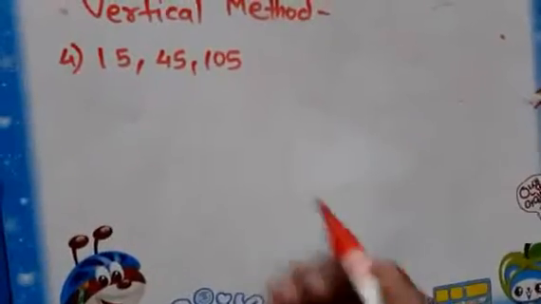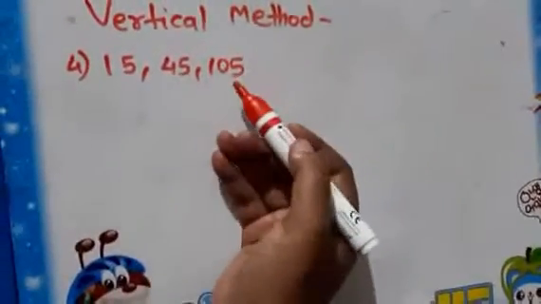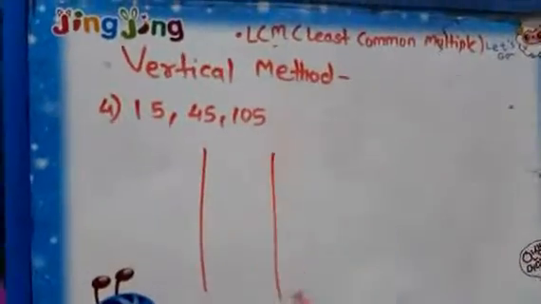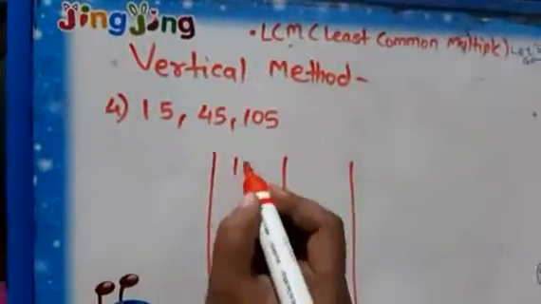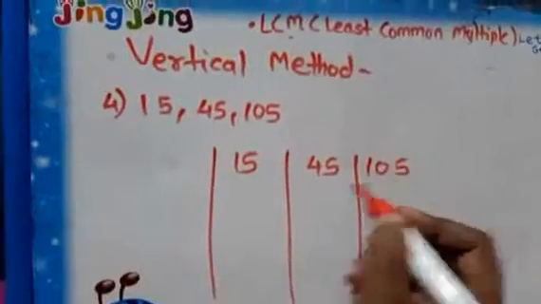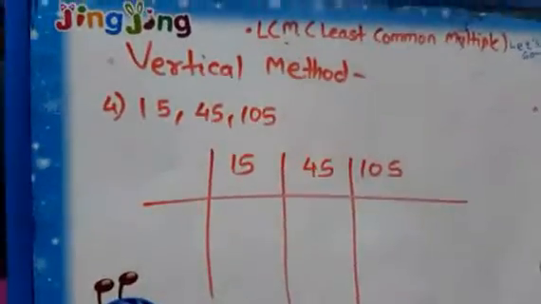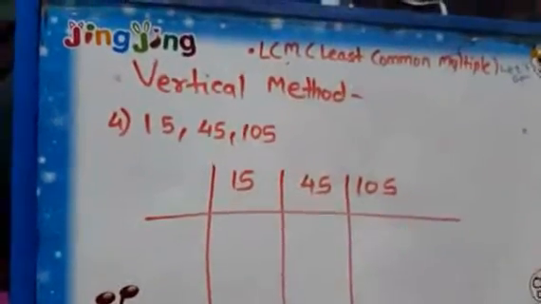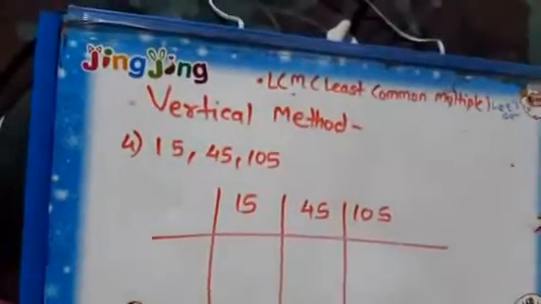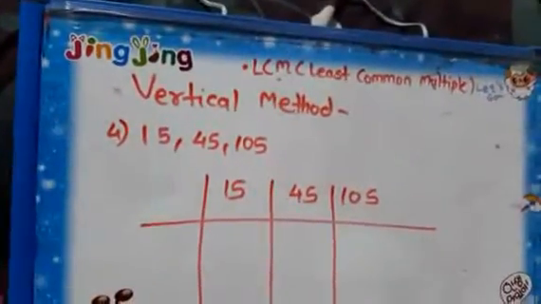Next example is 15, 45 and 105. For that write the numbers 15, 45 and 105. Here at the unit place everywhere 5 is present. So we can't start with 2. So we have to check for 3.